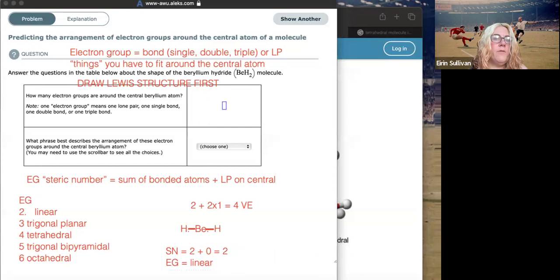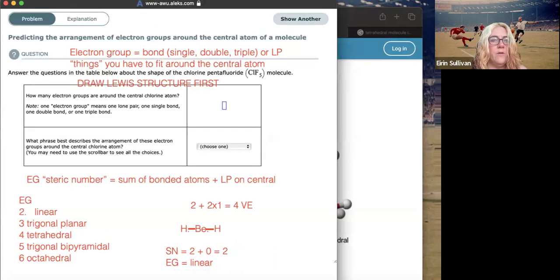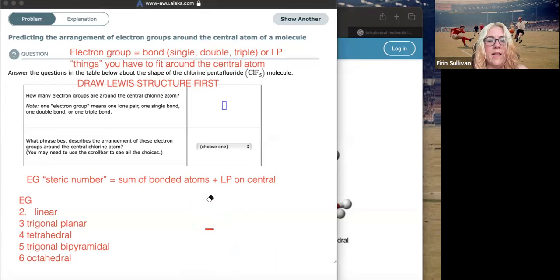Okay, so I'm going to quickly run through a couple of examples so you can see how quick you can get at this once you're in practice. The most difficult thing is drawing the Lewis structure first, of course. So we have the ClF5 molecule. Again, you have to draw the Lewis structure, so you have to tally the number of valence electrons. I've got 7 from the chlorine, and then 5 times 7 from the fluorine, so I'm going to have a total of 42 valence electrons, okay?